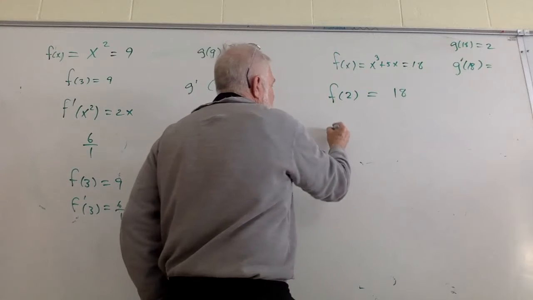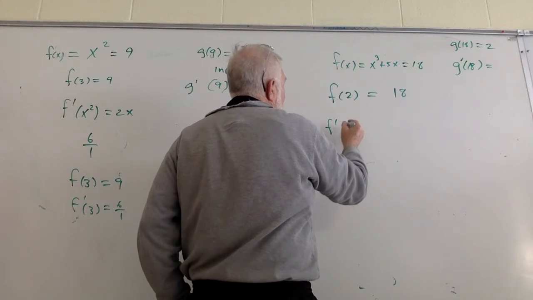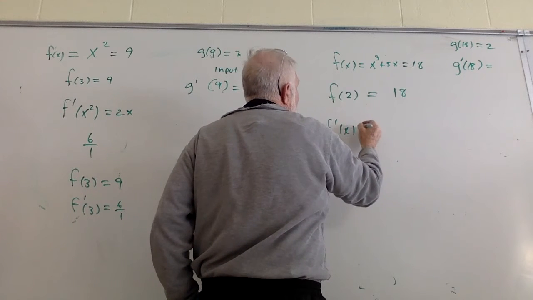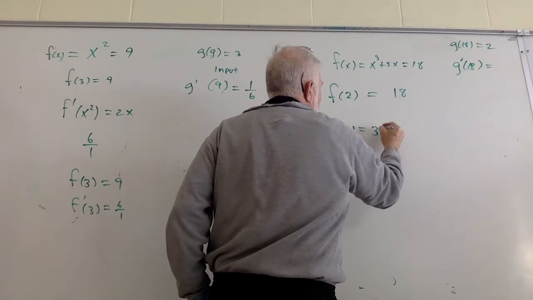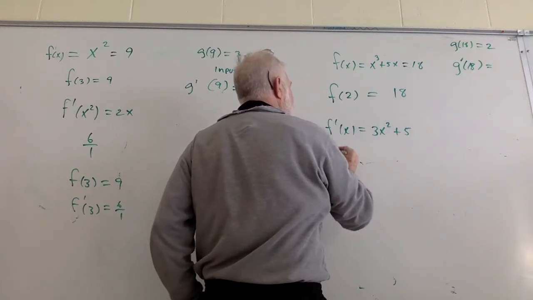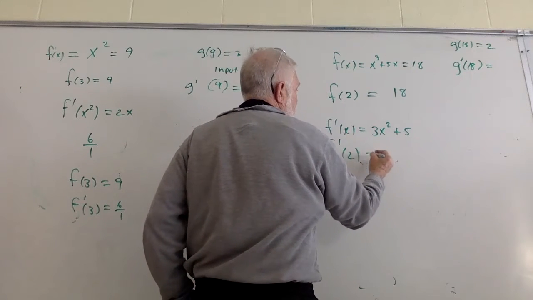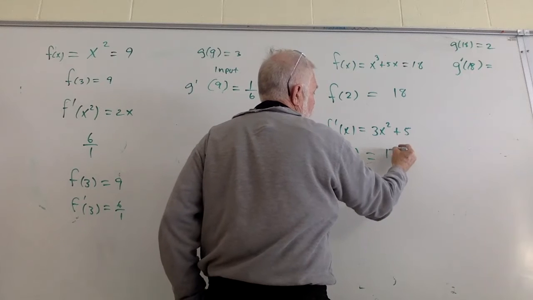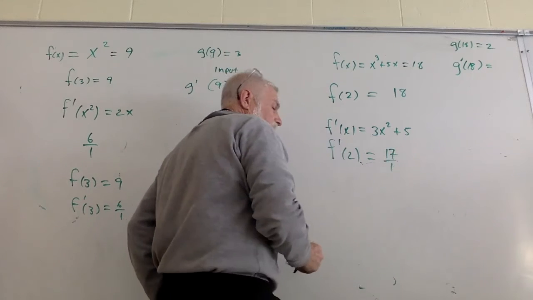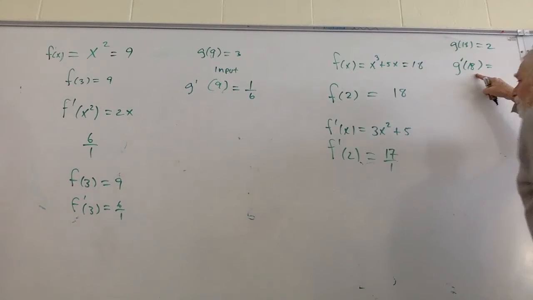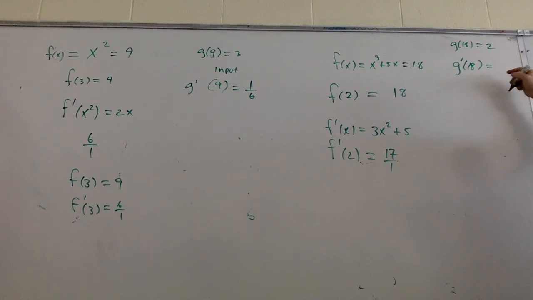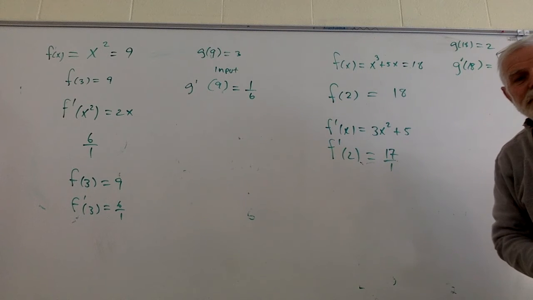All right, now I guess we'll find f prime. Let's get f prime of x first, which is 3x squared plus 5. And then let's find f prime of 2, which is equal to 12 plus 5, is 17. Anybody want to guess what g prime of 18 is? If you said 1 over 17, then you're already doing that problem right.